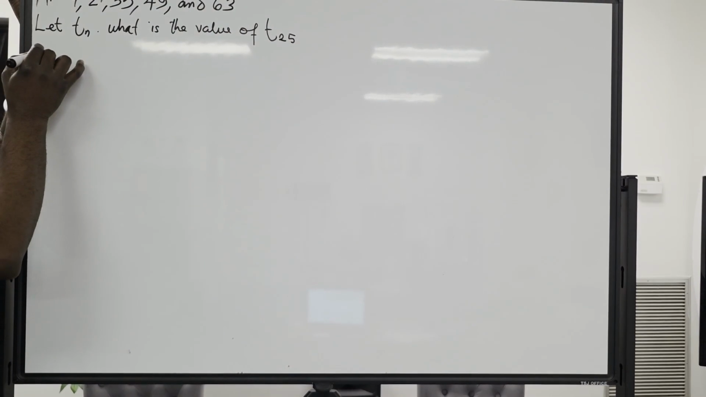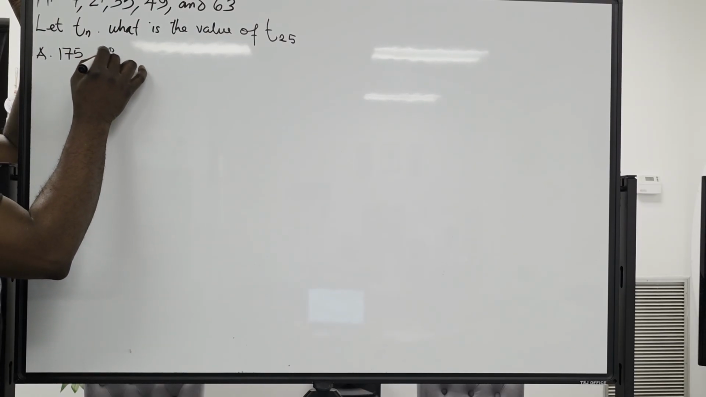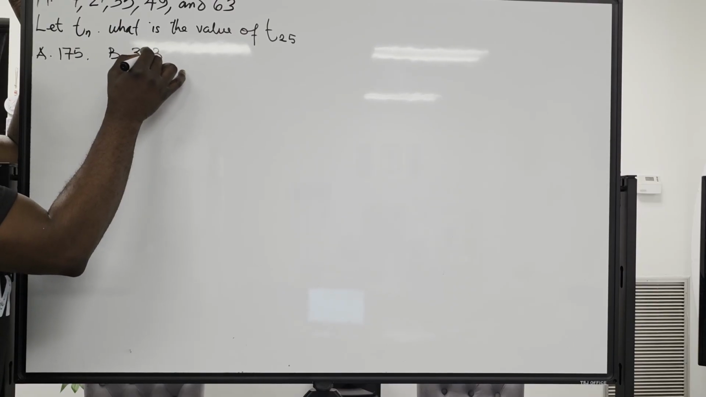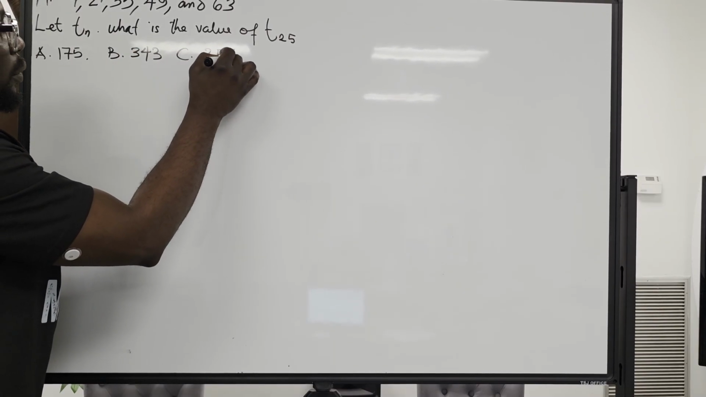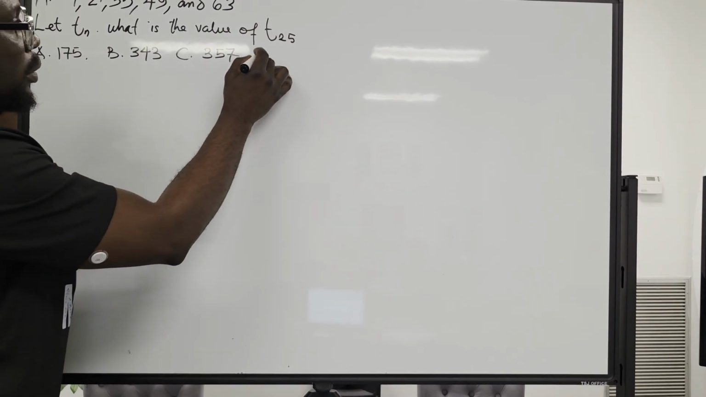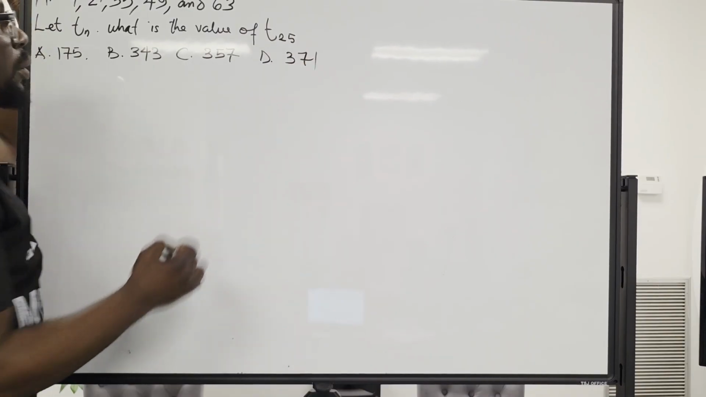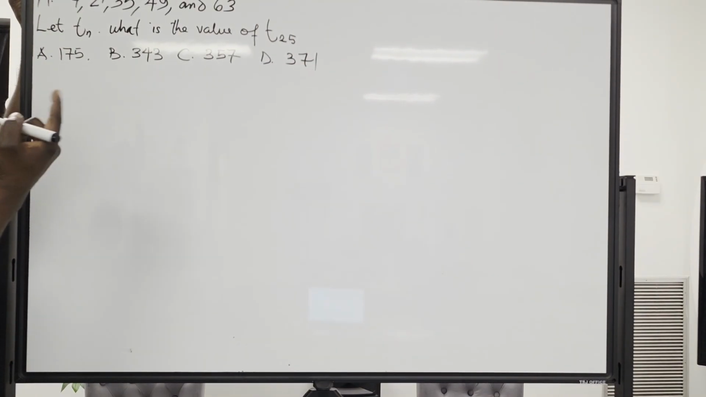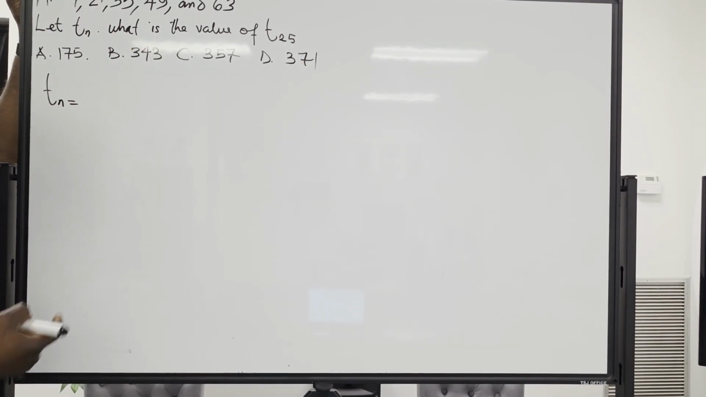Option A, 175. Option B, 343. Option C, 357. And option D, 371. So to solve this, they say Tn is the nth term.